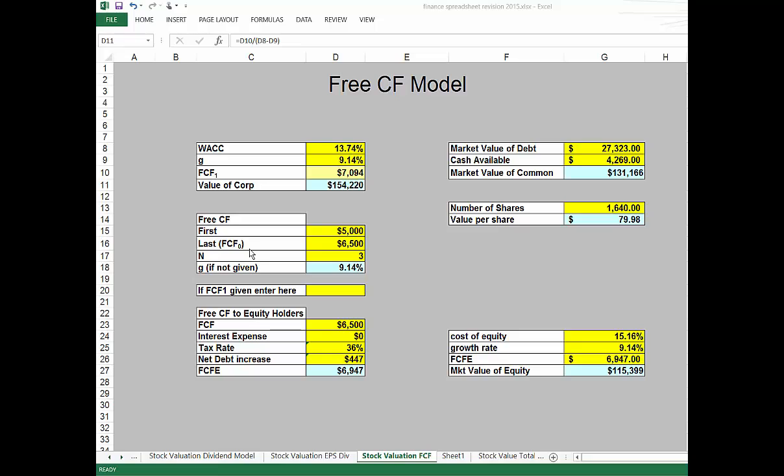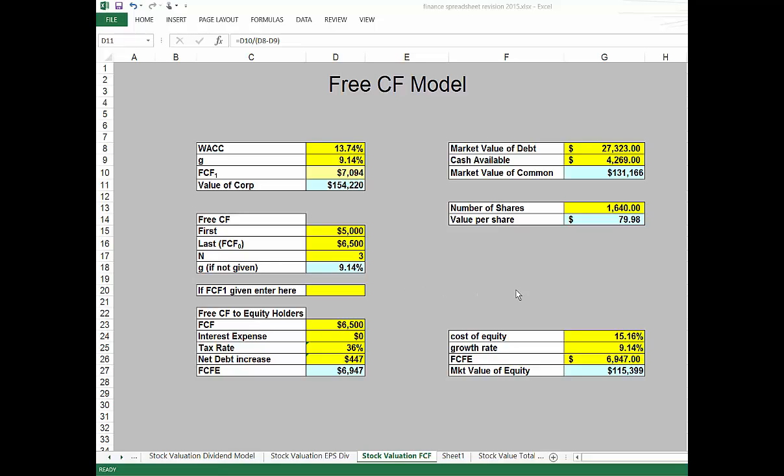But we do need to know where free cash flow starts. What is free cash flow today? And this model is very similar to the dividend valuation growth model. We need to know three things: free cash flow next year, the growth rate of free cash flow, and the cost of financing for the company.